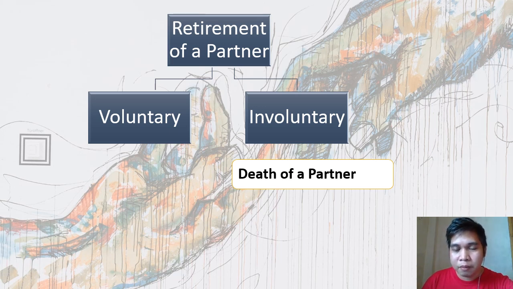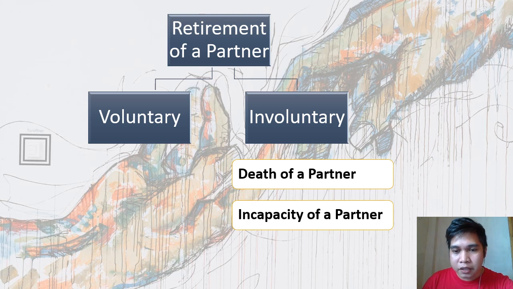Another way ng involuntary is we have incapacity of a partner. If we say incapacity of a partner, any events na nagkaroon siya ng certain reason of incapacitation, example niyan, naging baliw, or kaya naman naging disabled, wherein he can no longer fulfill his obligations, automatic po, involuntarily, retired na si partner. Pag-uusapan po natin yan on the next video. For today's video, we will focus on the voluntary retirement of a partner.